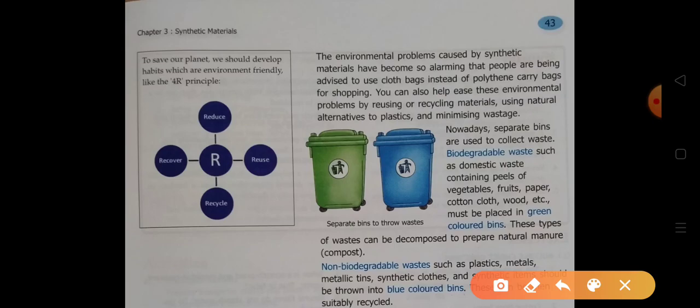Nowadays, to separate out the waste, two types of dustbins are used. One is green color and one is blue color. The green dustbin is used for the disposal of biodegradable waste. Biodegradable waste means plant and animal products, like fruit peels and vegetable peels. These are disposed of in the green bins, and the non-biodegradable substances like plastic and glass are disposed of in the blue colored bins.